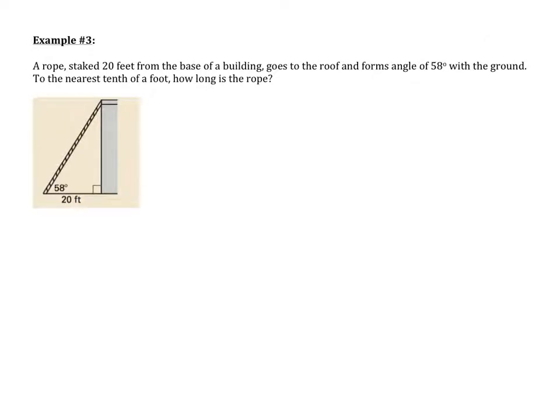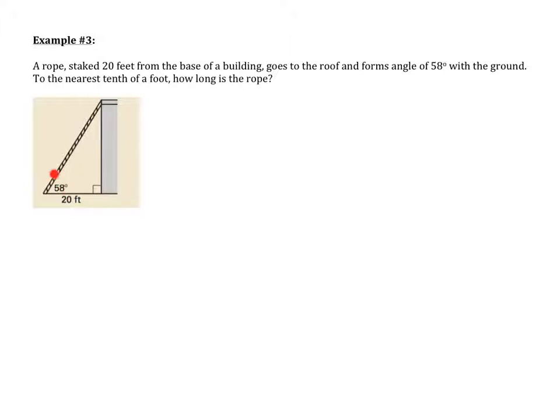So here's example number 3. A rope staked 20 feet from the base of the building, so that's what this is right here, goes to the roof and forms an angle of 58 degrees. So since I'm going up, that'd be my angle of elevation. So an angle of 58 degrees with the ground. To the nearest tenth of a foot, so 1 decimal place, how long is the rope?